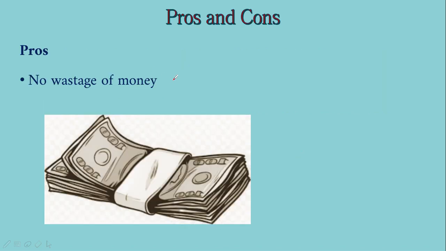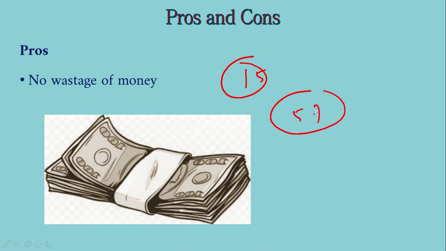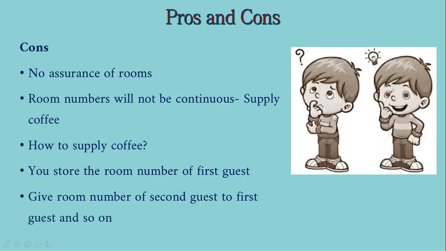So what is the advantage of this? There is no wastage of money at all. If 15 people are going to turn up, you are going to book only 15. If 57 people are going to come, then you are going to book only 57. Exactly, you are going to match the numbers.